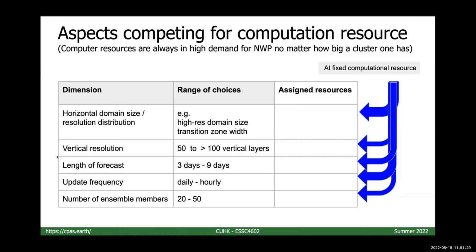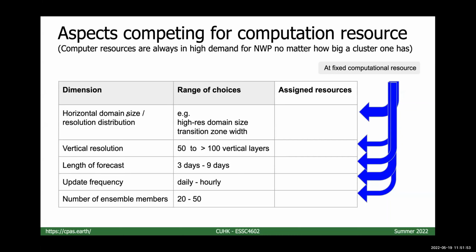And then for each run, you need to design the configuration of the spatial discretization. For vertical resolution, the number of vertical layers to use is usually from 50 to about 100. So you have a choice, and this already gives you a factor of 2 in the computational resource used.